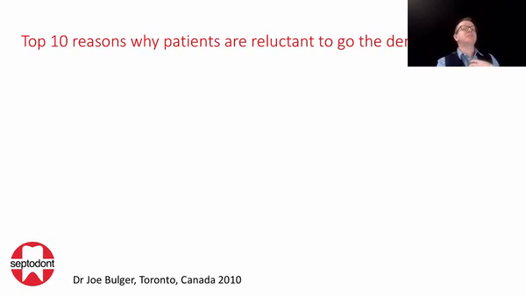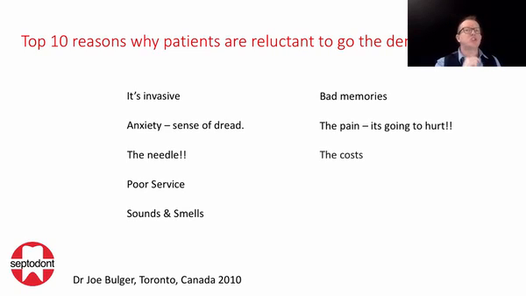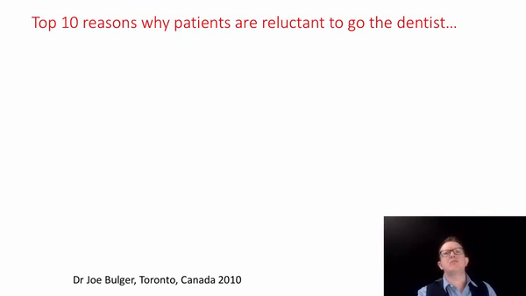And studies have been done looking at this. So in 2010, Joe Bulger in Canada looked at the top 10 reasons why patients don't come and see you. And these are the top 10 reasons. Have a look at these for me and see what you think. Don't write anything down. I just want you to pick maybe your top 2 or 3 reasons for why you think patients are not coming to see you. And then let's look at these in reverse order.